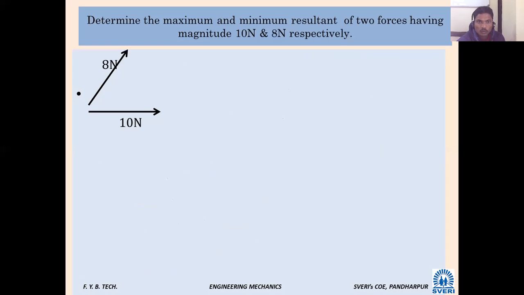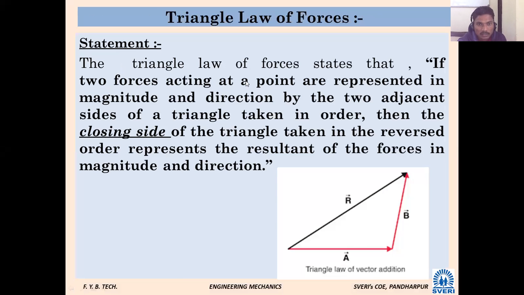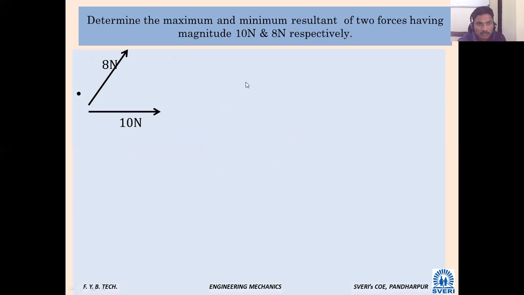Shall I give one problem for homework? Determine the maximum and minimum resultant of two forces having magnitude 10 Newton and 8 Newton respectively. Sir, maximum 18 Newton and minimum 2 Newton. Very good. P plus Q in the same direction and P minus Q in the opposite direction. But as far as our calculations go, our calculation will be considered.